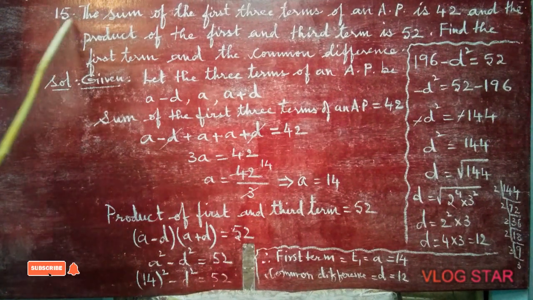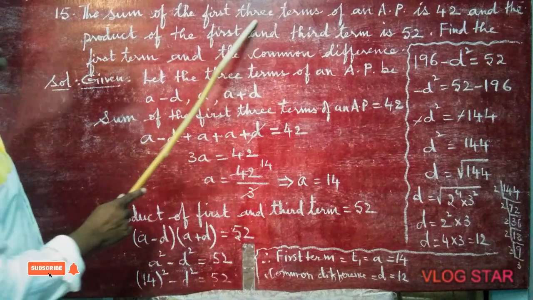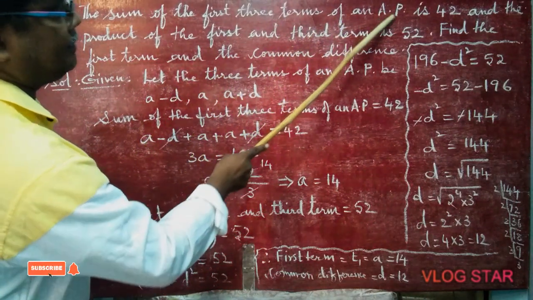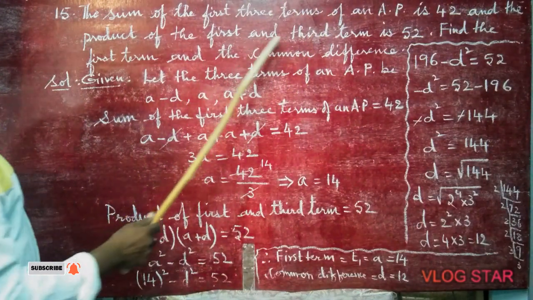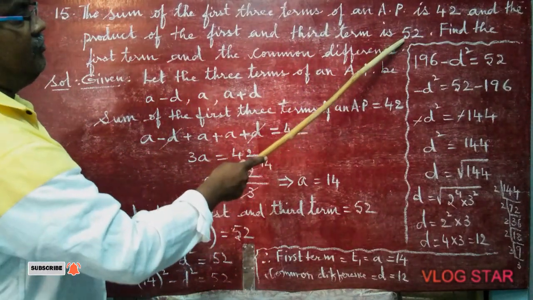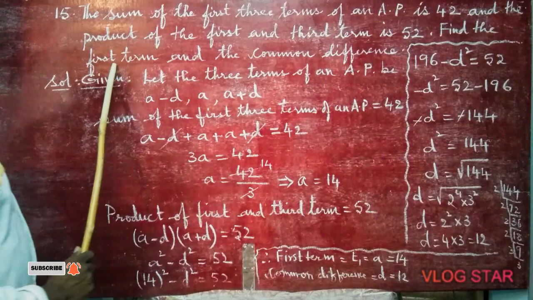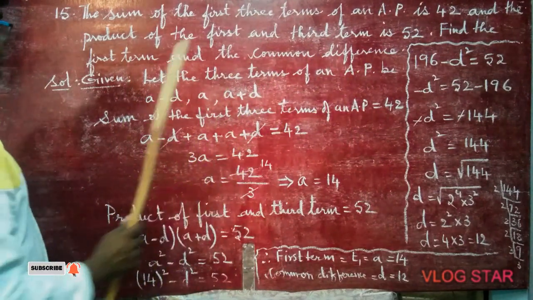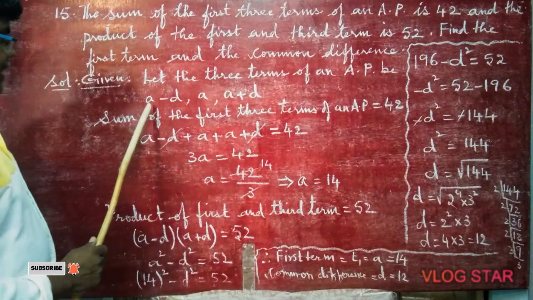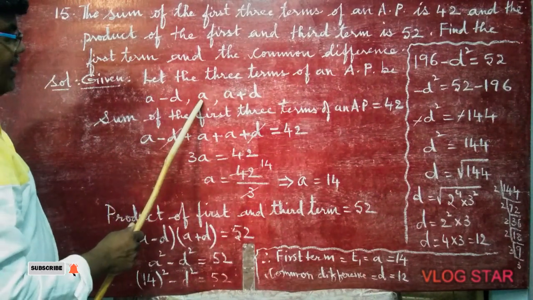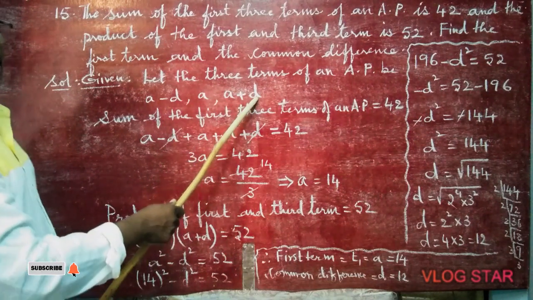15th problem. The sum of the first three terms of an AP is 42 and the product of the first and third terms is 52. Find the first term and the common difference. Solution: let the three terms of an AP be A minus D, A, A plus D.